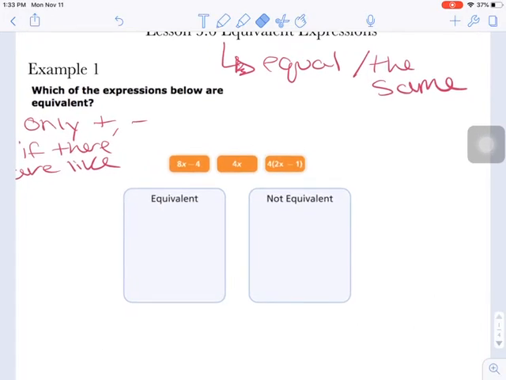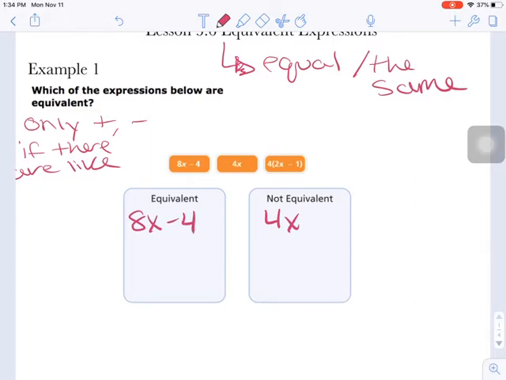And we're going to talk more about like terms tomorrow in the next video as well. But just for right now, if there are no like terms, if they don't have the same variable, you have to leave them as is. So I'm going to put 4x over here because this is not equivalent. I'm going to put 8x minus 4 because this is the one that we're trying to test out.